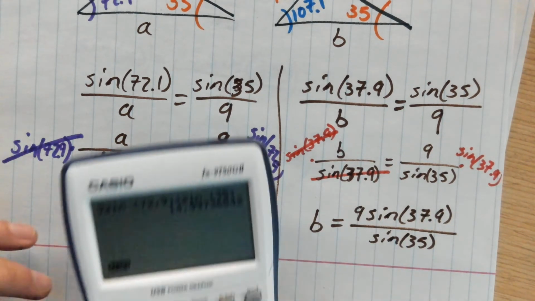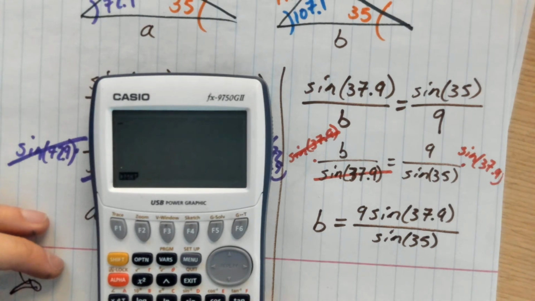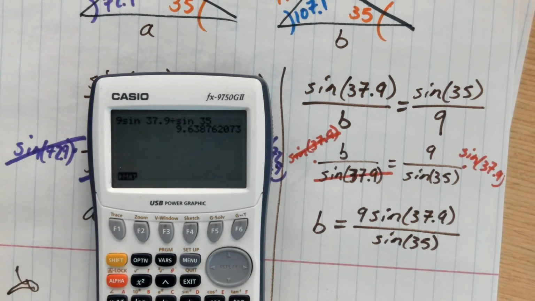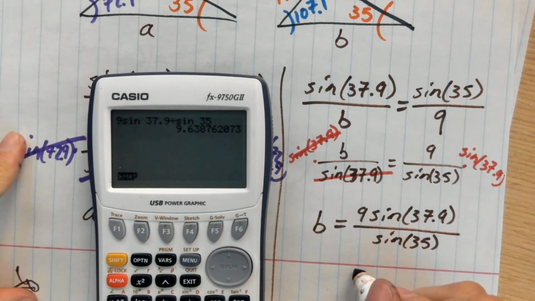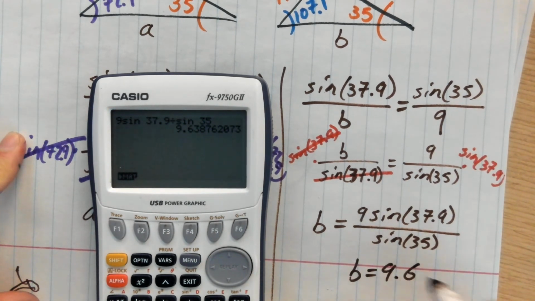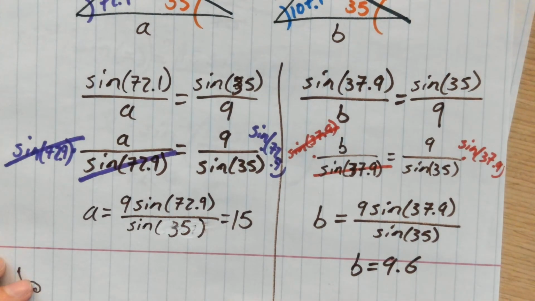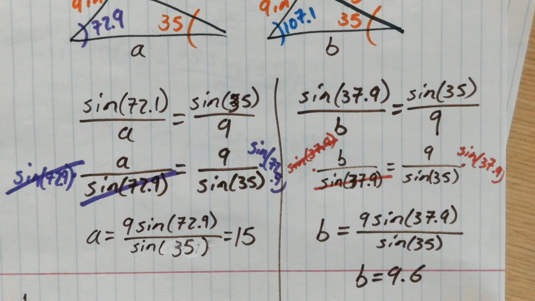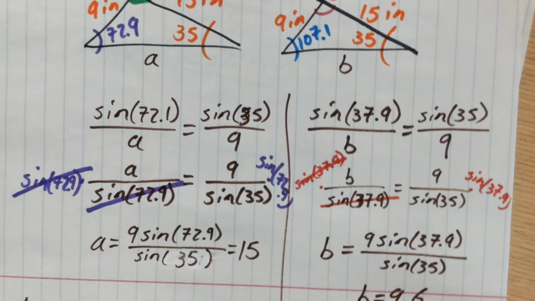Then you can put this in the calculator. So again, 9 sine of 37.9 divided by sine of 35, and we get 9.6. So B equals 9.6. And that's it, guys. We found all the solutions, the multiple solutions to these two triangles.